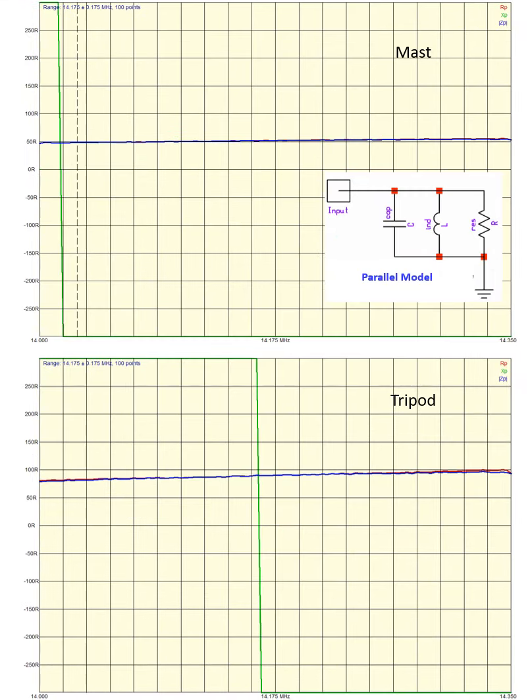The next plot that the software generates is based on a parallel model of the antenna, and I'm not too sure where you would use this or where it would be applicable. I think the series model is a pretty good model for a dipole, but this parallel model, where instead of series elements of inductance and capacitance we have parallel elements, might be a good model for the case of a multi-band antenna.